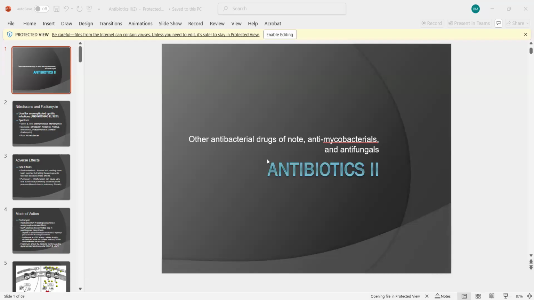Soldier on, shall we? These two drugs, the nitrofurans and fosfomycin, are only to be used for, read it with me, uncomplicated cystitis. Don't use them for anything else. They do not achieve a high enough concentration anywhere else to be of any use. But for uncomplicated cystitis, which most of the cystitis infections you will treat will be, they're very good.